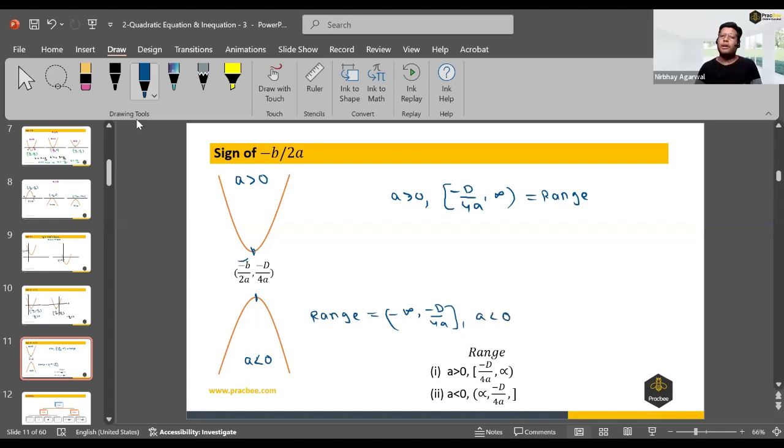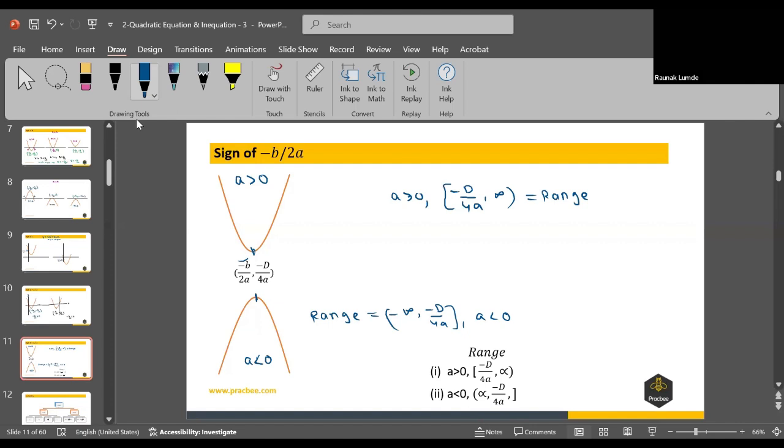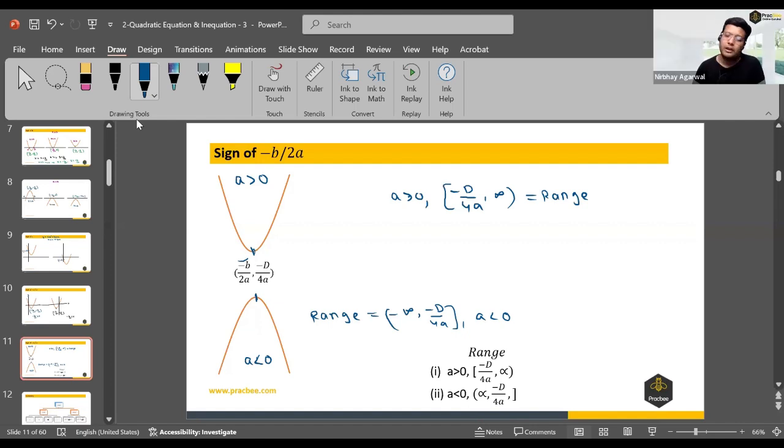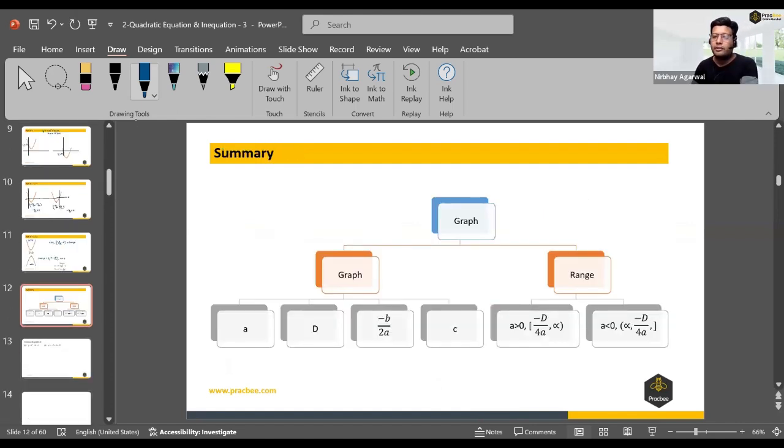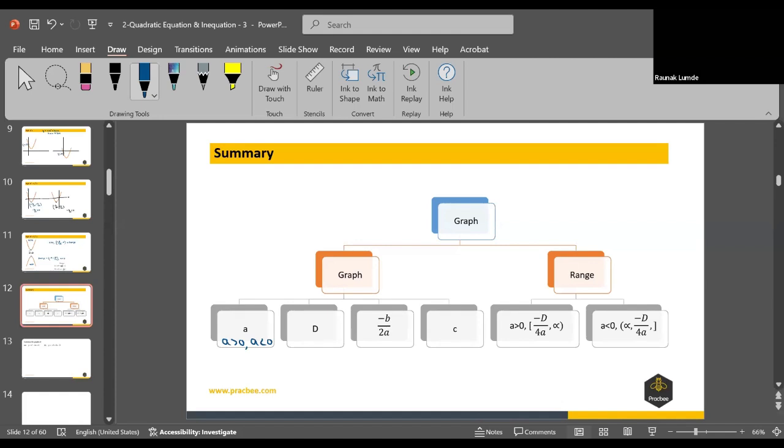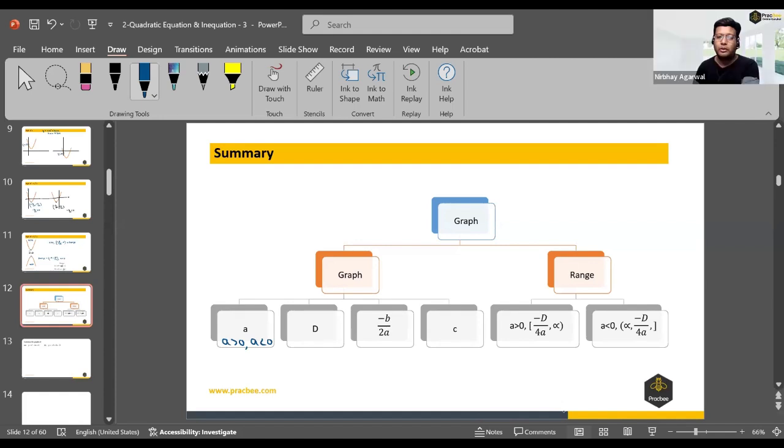So with the help of the formula, you can directly calculate the range. Clear? Clear, sir. Now let's summarize each and everything. We have discussed all the cases and I am concluding all the things. So in the first case, what we observed is the sign of a. If a is greater than 0, upward parabola; a is less than 0, downward parabola.